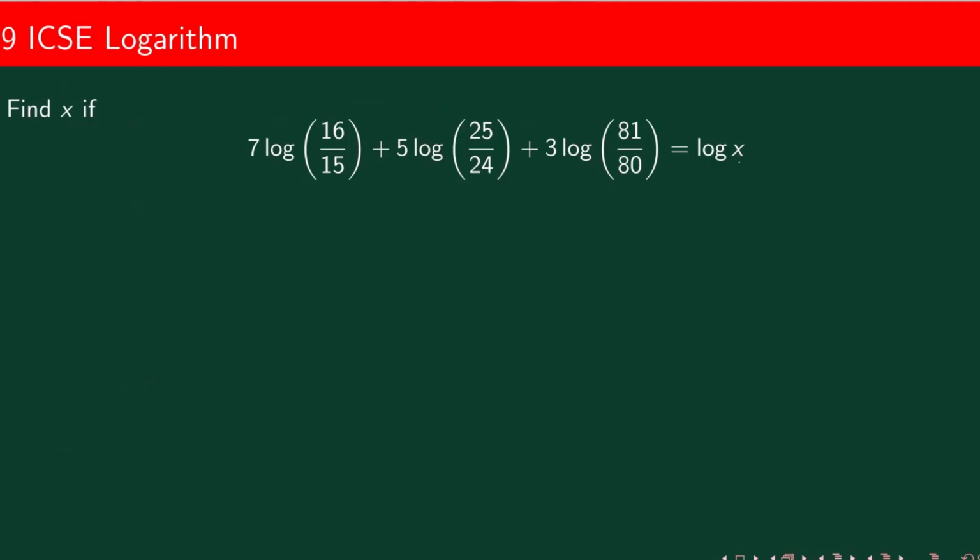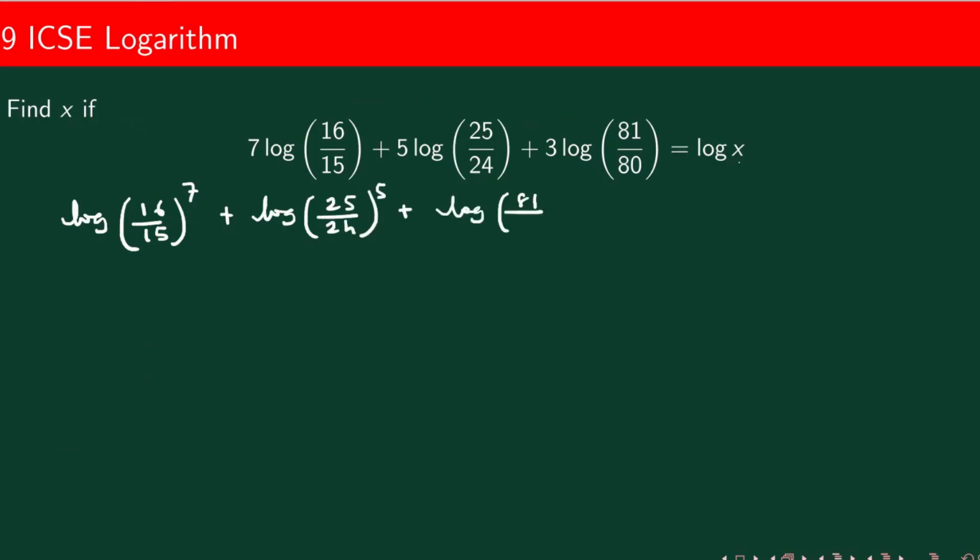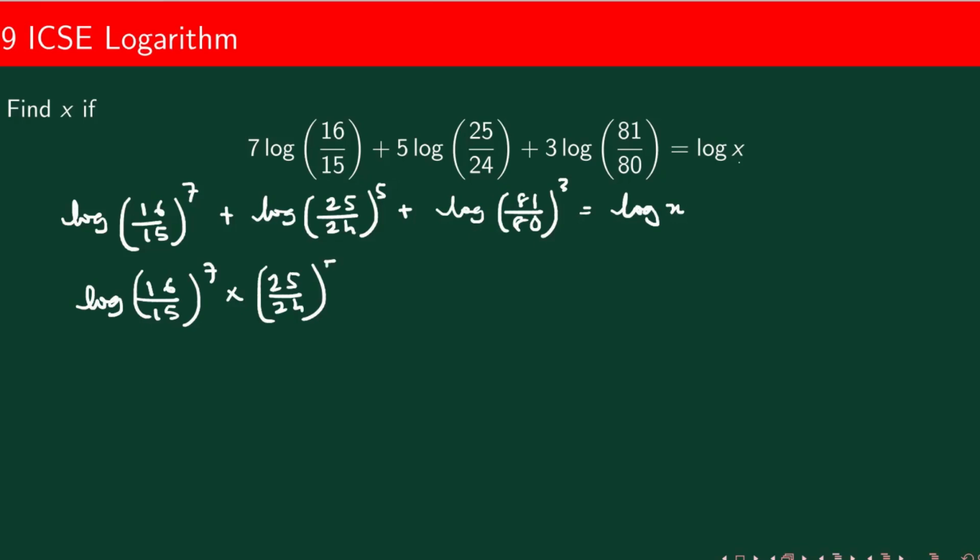We have to find x. Okay, so here the first property, remember these powers need to go up. So let's do that first. So here you have 16 by 15 raised to 7, 25 upon 24 raised to 5, 81 upon 80 raised to 3. Okay, then we have to write it like a single log. So there is a plus. So this will be 16 upon 15 raised to 7 times 25 upon 24 raised to 5, times 81 upon 80 raised to 3. This is log of x.